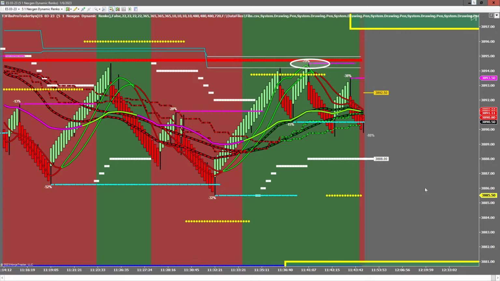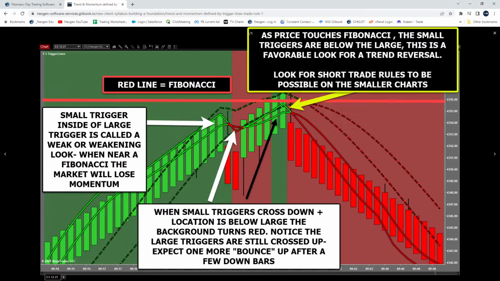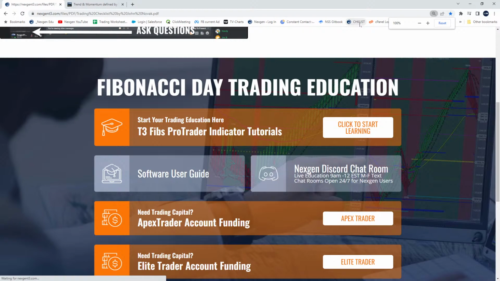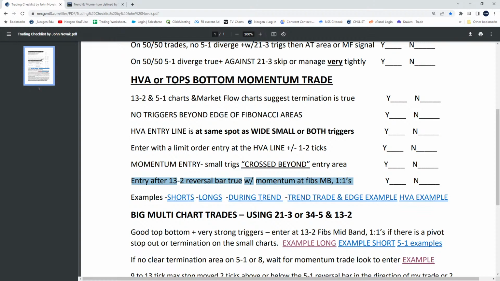So technically my momentum short rules aren't even true yet in my plan. Watch, I'll go to my plan. To do a momentum short entry after a 13.2 reversal bar is true, we haven't even had a 13.2 down bar yet. The top is good, right? Everything suggests the top is good.